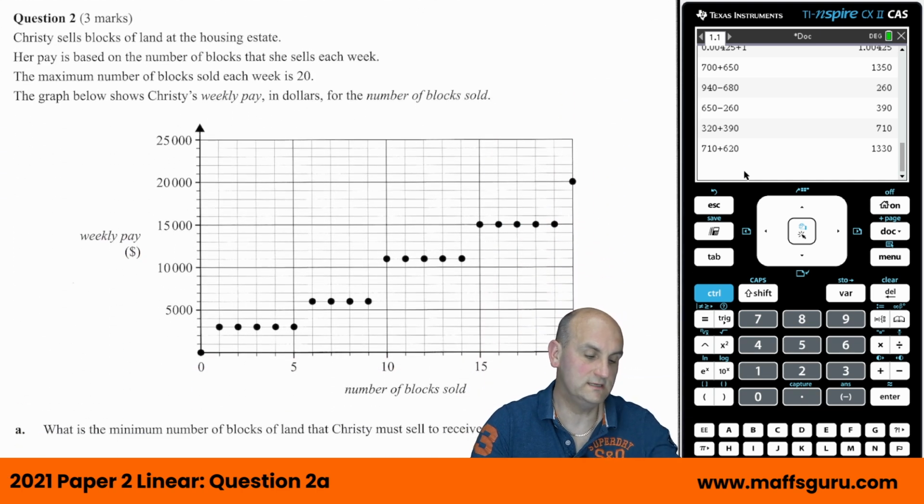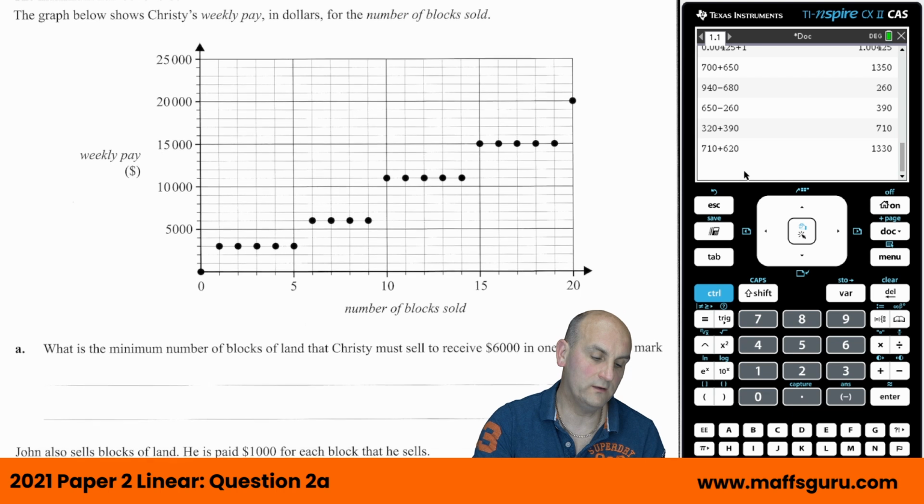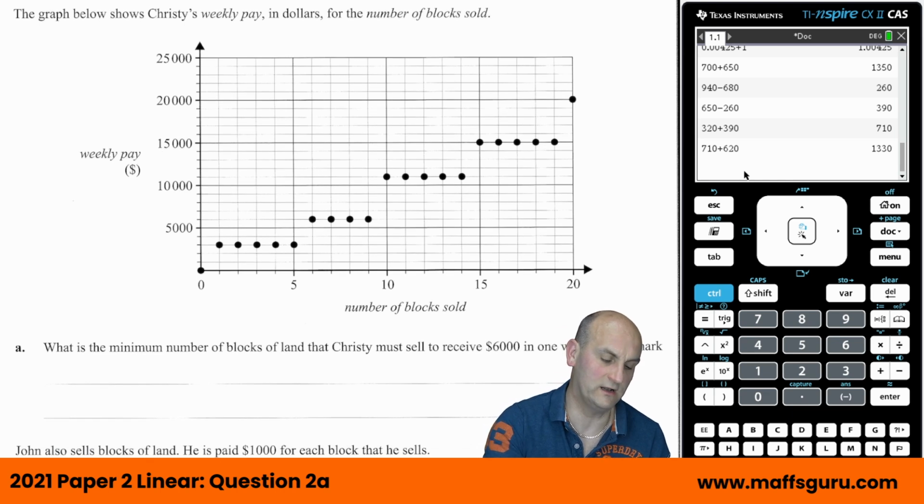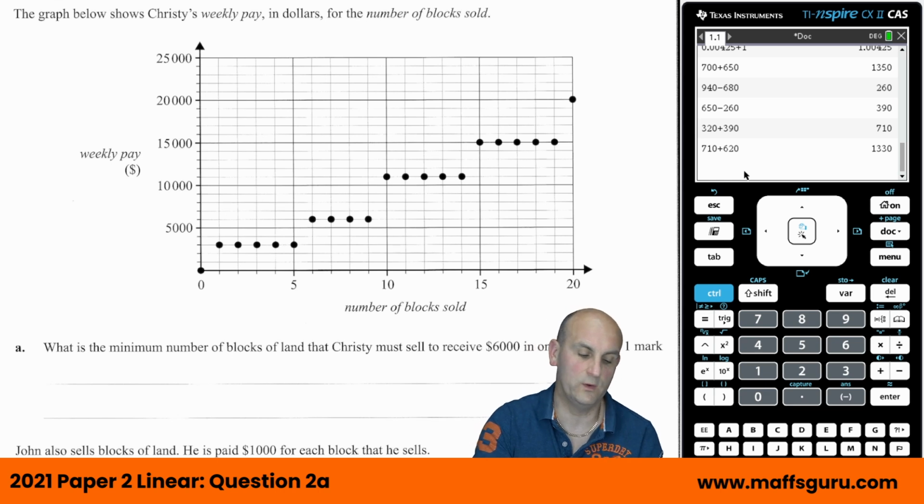Christy sells blocks of land at a housing estate. Her pay is determined by the number of blocks she sells each week. The graph below clearly shows, or clearly doesn't show, anything. What is the minimum number of blocks of land that Christy must sell to receive $6,000 in one week? Well, the first time she can receive $6,000 for that week is with that number of blocks, which when I read it off came to 6.